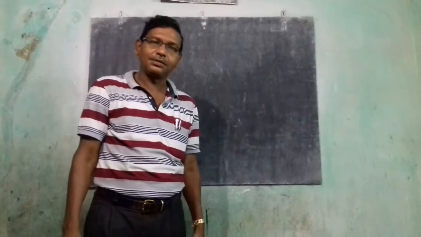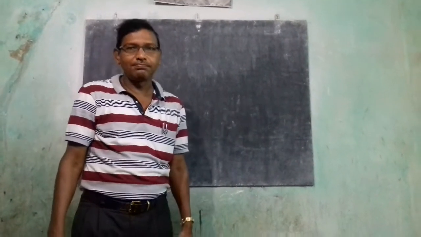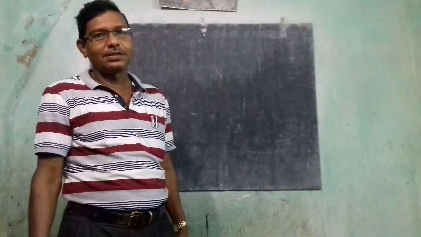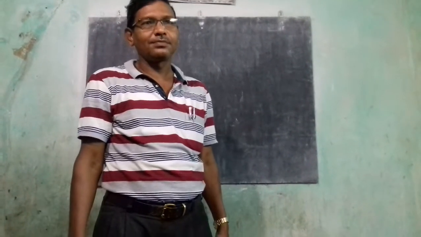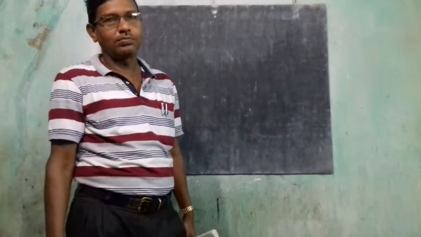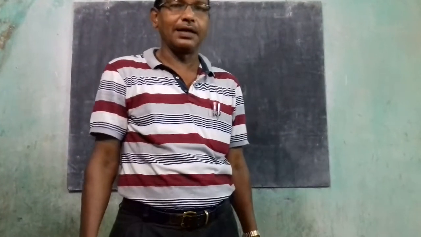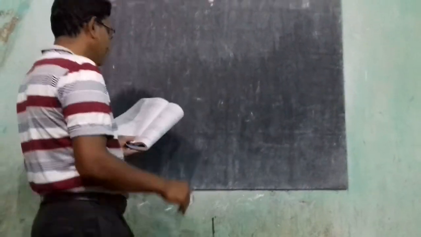Last class we studied chapter 6, lines and angles, and some parts remain. Now we study some examples of the angle sum property and the exterior angle. Now, an example.